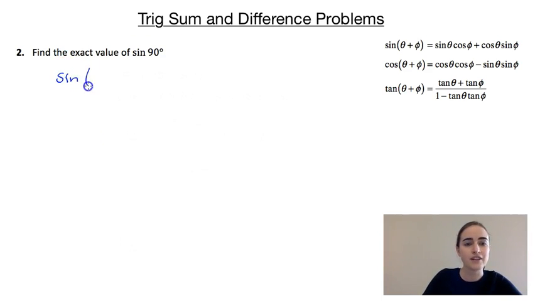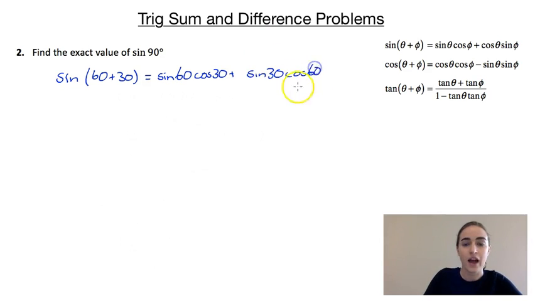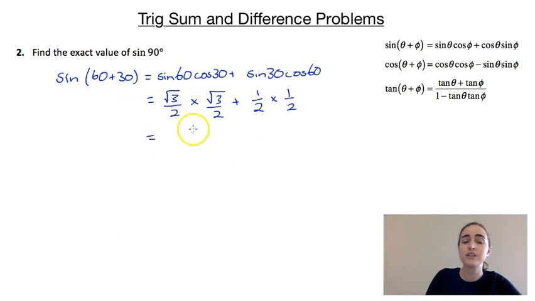So we could break our sine 90 into sine 60 plus 30, which would then, if we use this formula here, give us sine 60 cos 30 plus sine 30 cos 60. And we know those exact values from our triangles, so we'd have root 3 over 2 times cos of 30 is root 3 over 2 as well, plus sine 30, which is a half, times a half. Now that's going to give us root 3 times root 3 is just 3 over 4, plus a half times a half is 1 over 4, and 3/4 plus 1/4 is 1.